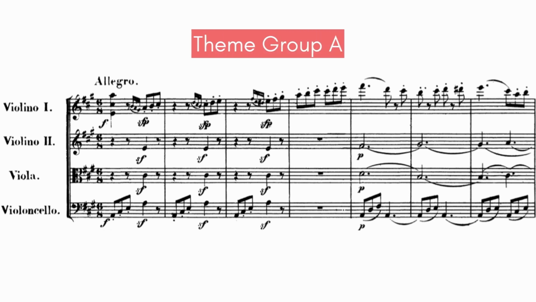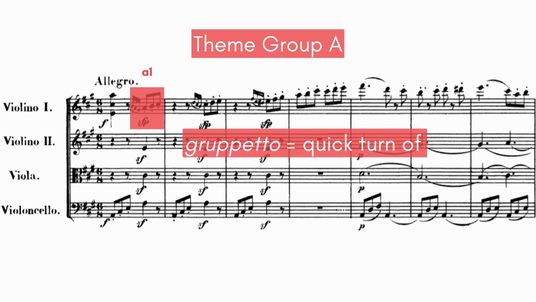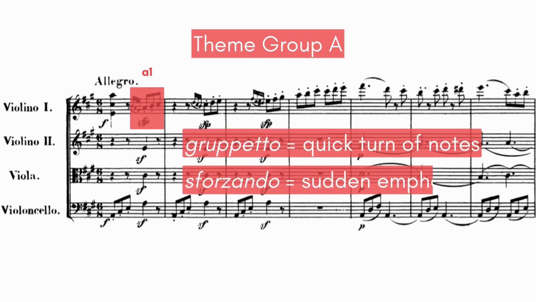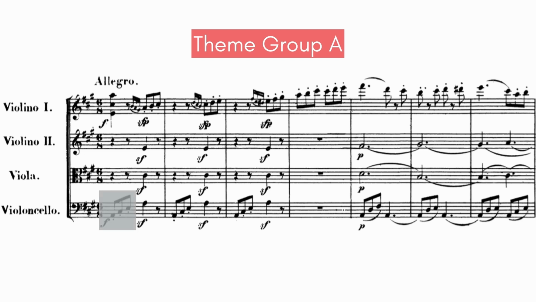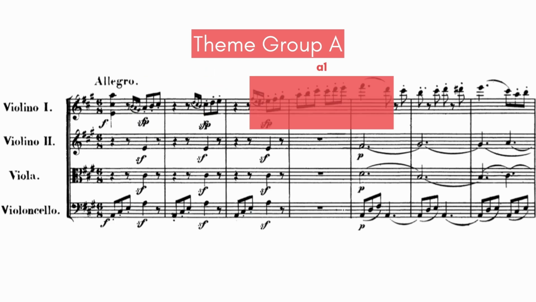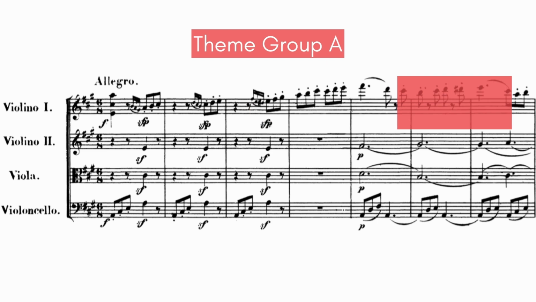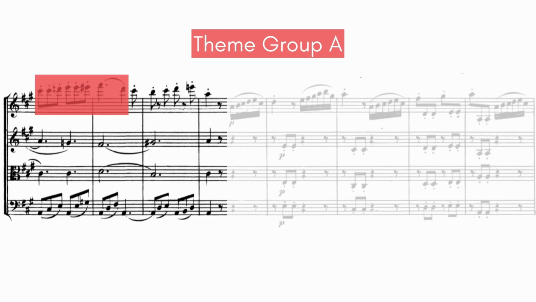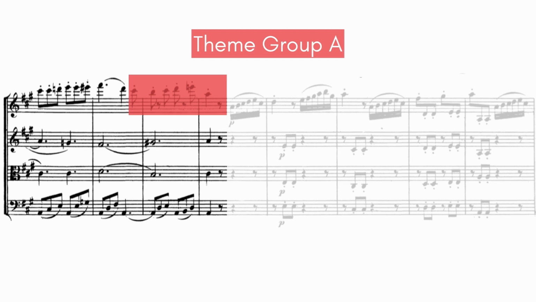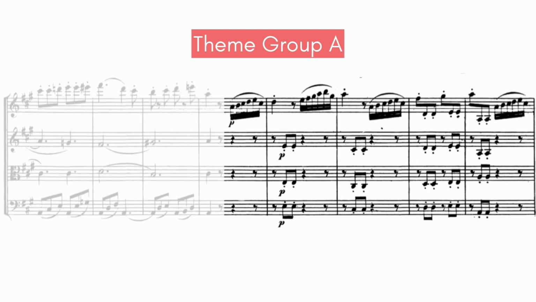Theme group A is playful and effervescent. It opens with motif A1, a rising 8th note line marked by a gruppetto, or a quick turn of notes, and a sforzando, meaning to play with sudden emphasis. This melody is propelled by a rising figure in the cello. The first violin then proposes a swirling 16th note figure, motif A2, which provokes staccato responses in the other instruments, highlighted here in gray.